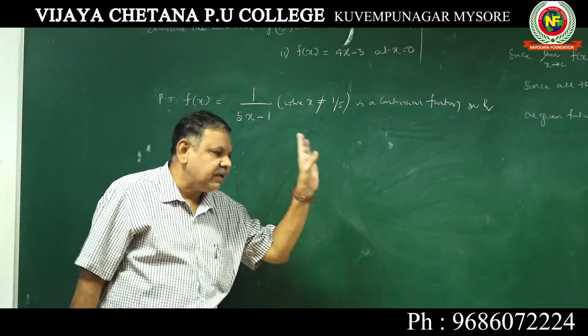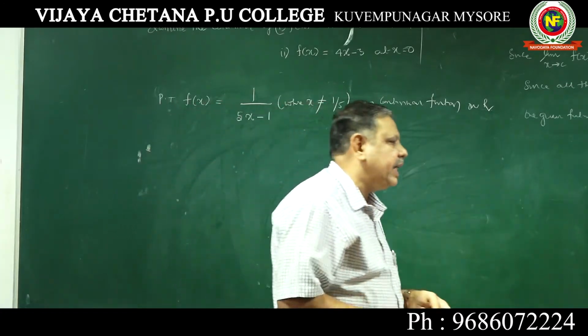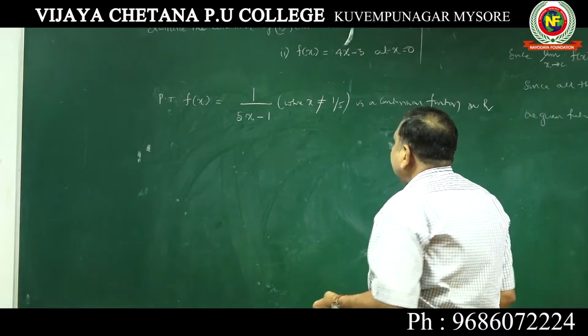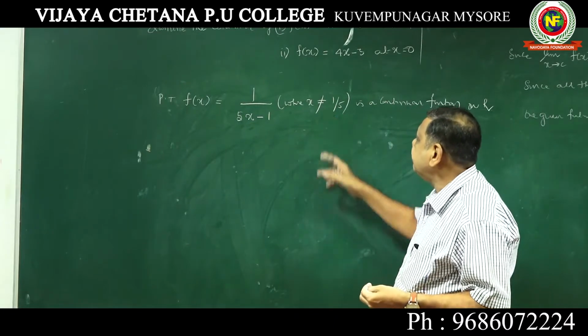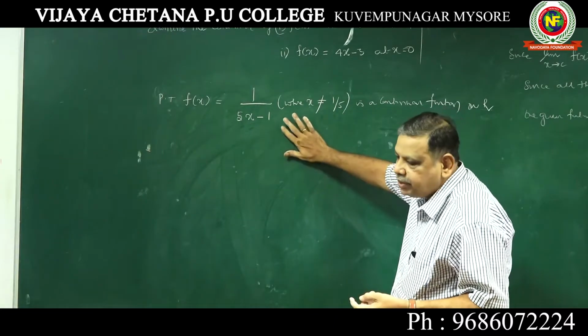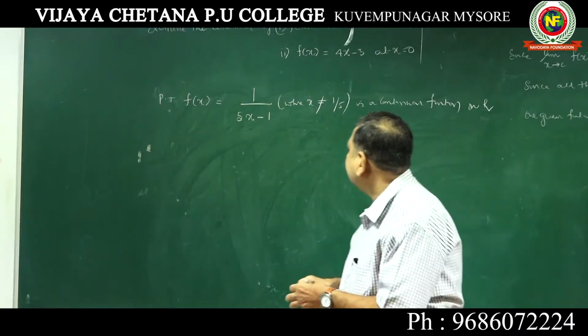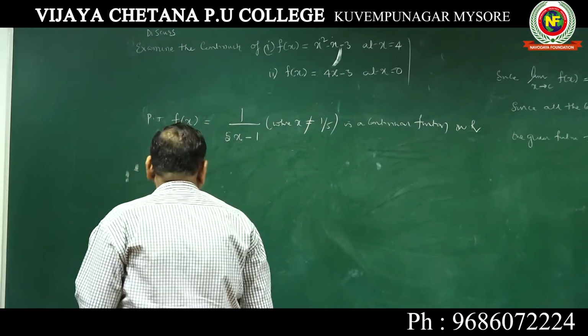The function itself is not defined. That is why they have given this condition. If they don't give this condition, what is to be done, I will tell you. Anyway, but what is the condition? X is not equal to 1 by 5.